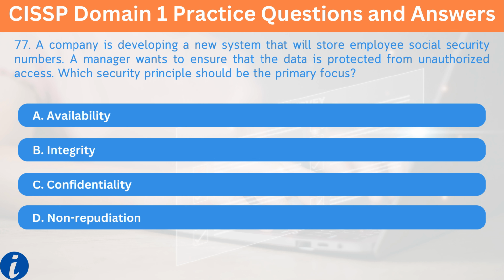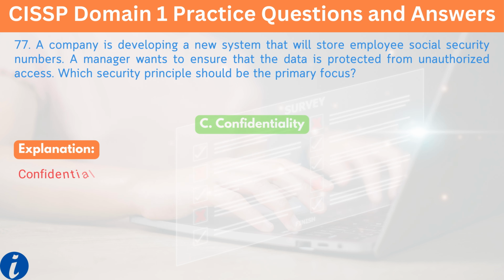77. A company is developing a new system that will store employee social security numbers. A manager wants to ensure that the data is protected from unauthorized access. Which security principle should be the primary focus? A. Availability. B. Integrity. C. Confidentiality. D. Non-repudiation. The correct answer is C.